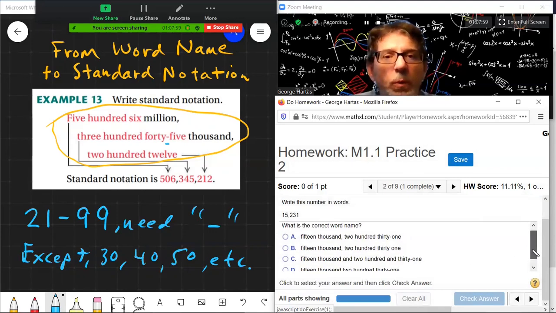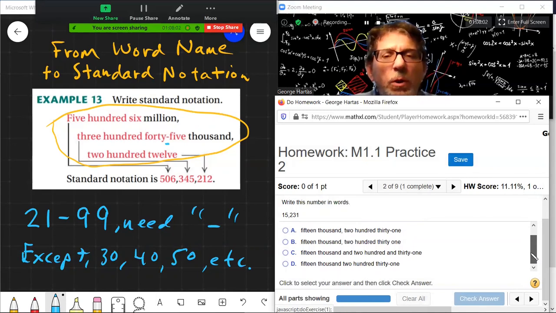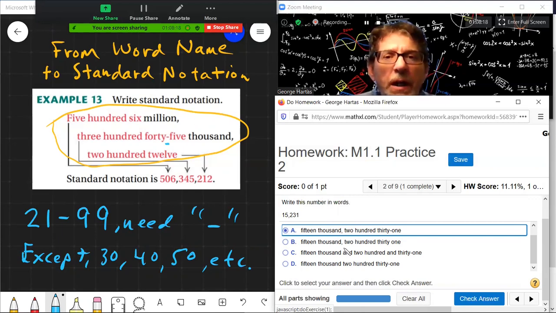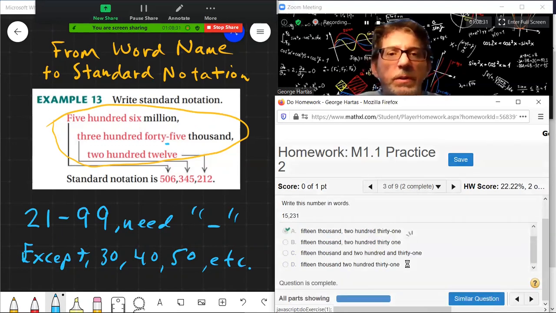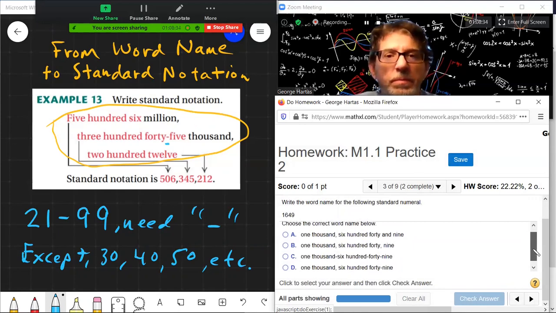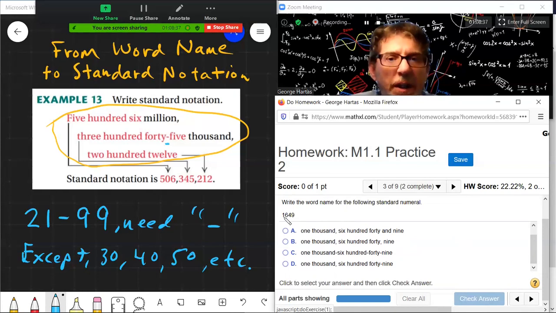Okay, so question 2. We're going from numbers to words. 15,000, comma, 231. That looks pretty good. Let's hold off on checking until we check the others. 15,000, comma, 231. No dash. 15,000 and, can't use the word and. 15,000, there's no comma. A is our answer.